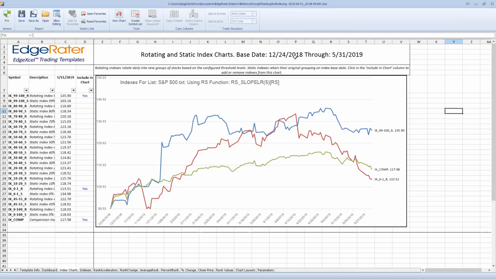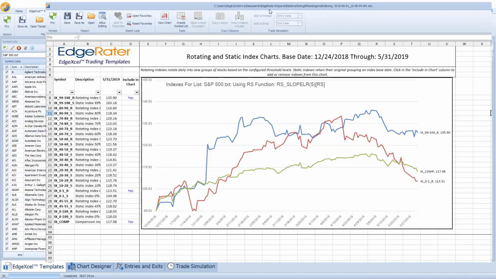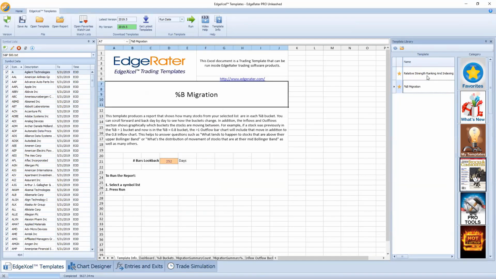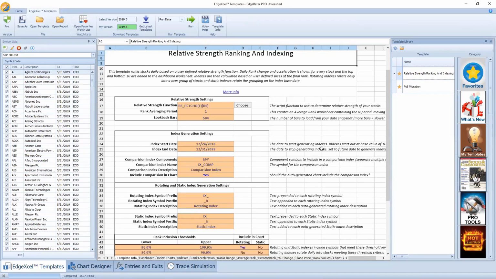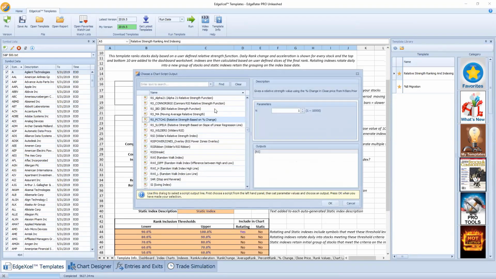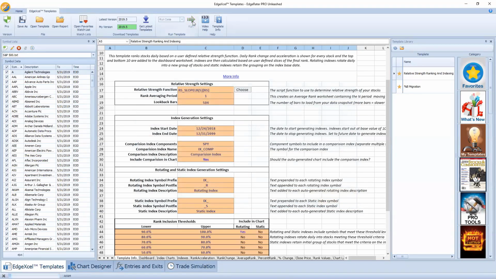I remember I changed that setting, so I should probably go and change that back because we're looking at different data. So just to reset it, I'll just select another template and come back to it, and our settings are all reset. And I'll go and choose the linear regression over 5 days again. You can choose different time periods and experiment with that. And let's run that again. And here it is.